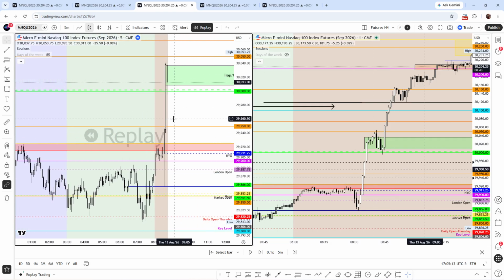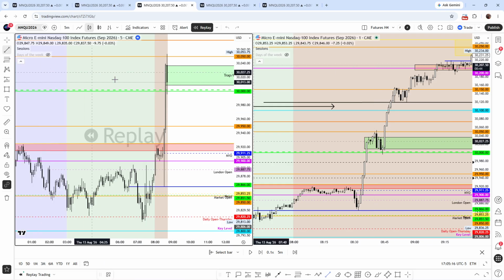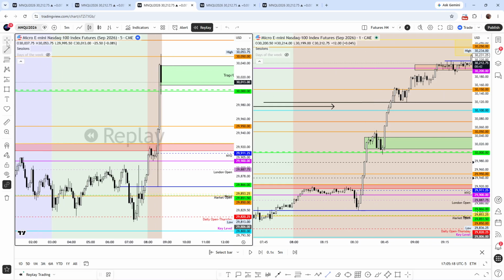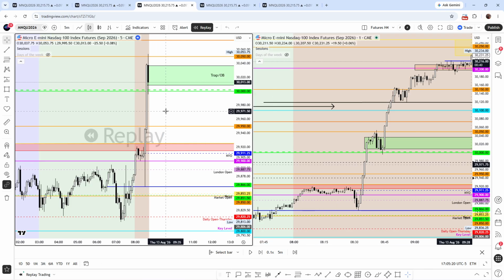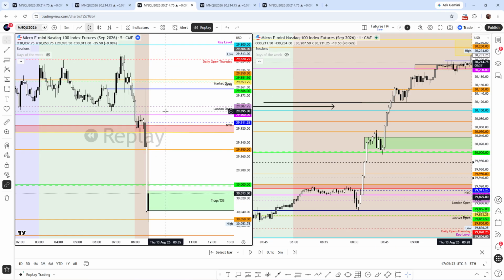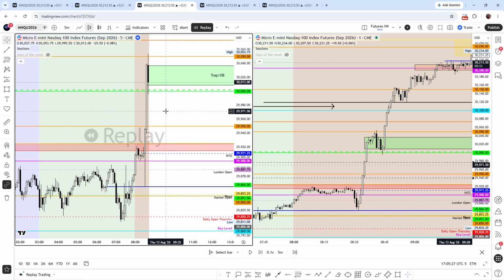I waited for my signal. I got the 5 minute sign of weakness, and then I started to identify where my target would be. Because if this was upside down, if this was a buy position, this is exactly what I'd be doing. I'd be looking for the sign of strength, identifying my target, and then understanding what kind of risk reward I'd be participating in to get to that target.